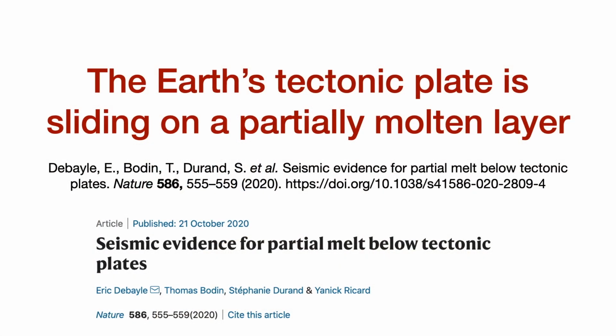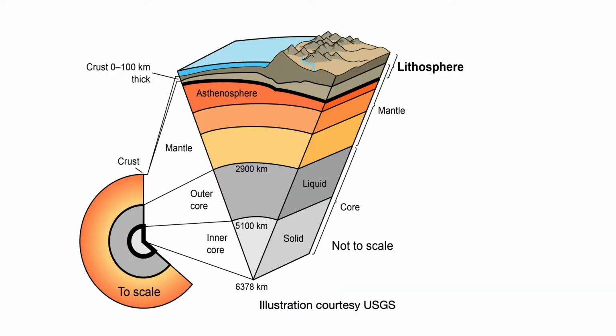Today, we're going to look at a paper published this week in Nature by Debayle and others. This paper aims at constraining the origin of the Earth's asthenosphere. The Earth consists of multiple layers. The outermost rigid layer is the lithosphere, and below it is the asthenosphere.